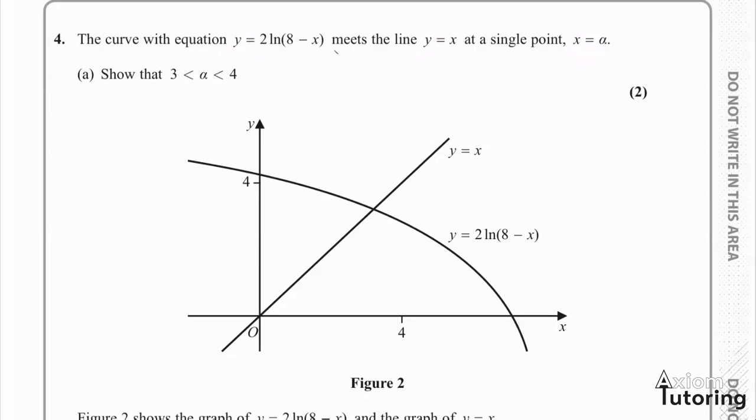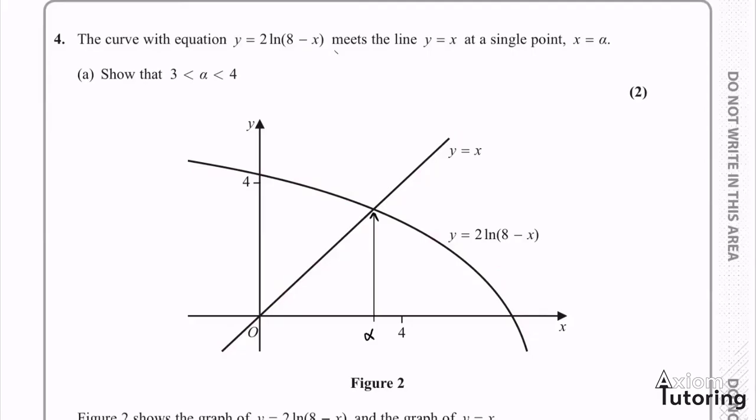Okay, so first we can probably mark alpha on our diagram because it's a point of intersection between the line and the curve we're given. So this is our y equals x line. This is our natural log curve. So alpha is going to be this point here.